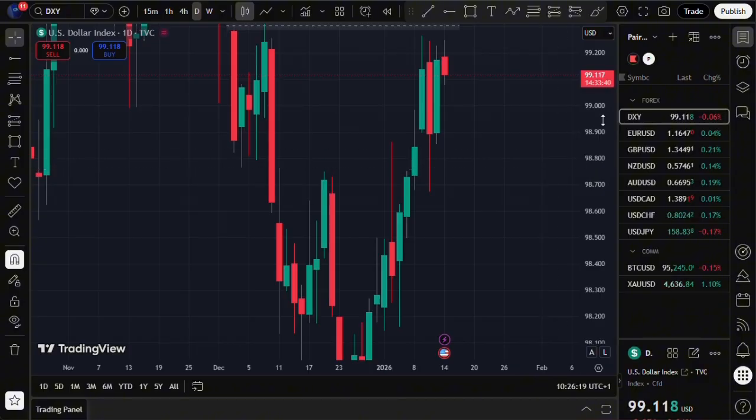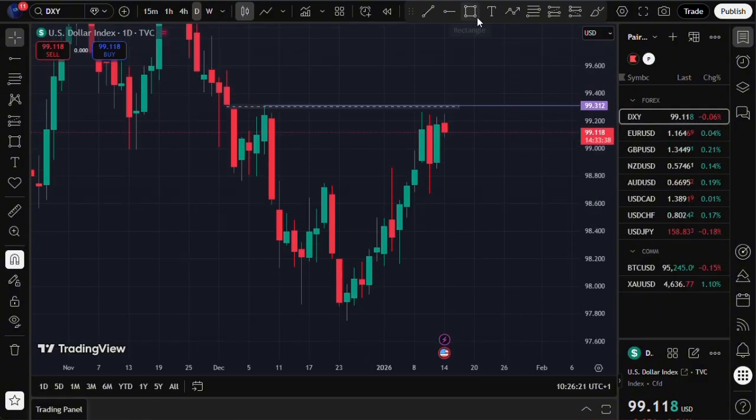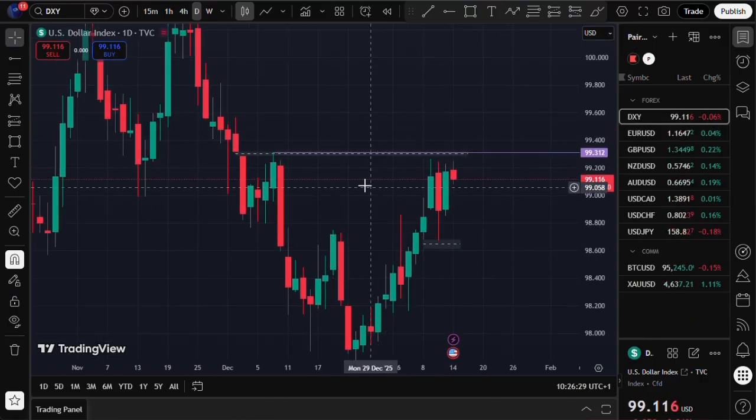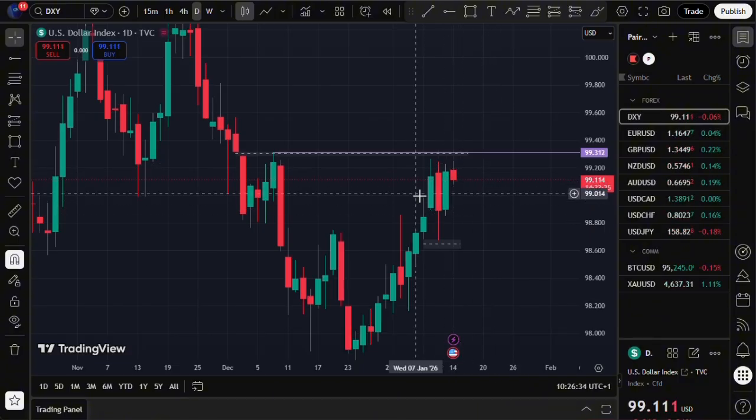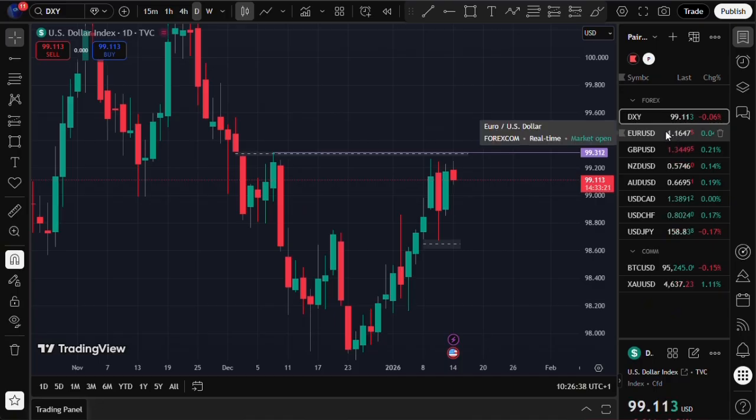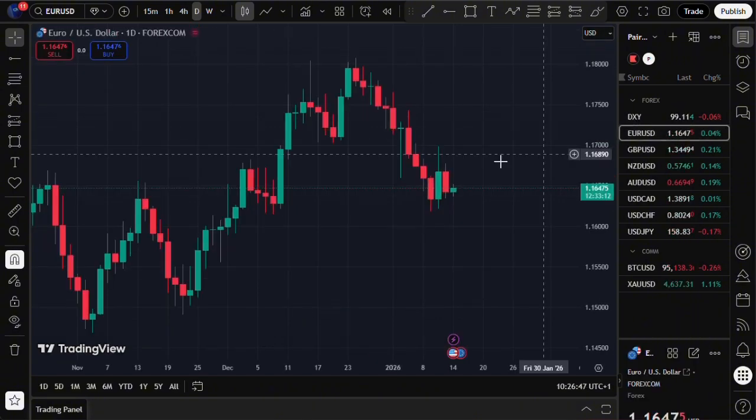As you can also see on the daily time frame, fair value gaps are being formed, which is telling us that there is a lot of momentum on the daily time frame trying to reach that level at 99.312. Now, with this in mind on the DXY, we can easily say that on all other major currency pairs like Euro USD, GBP USD, AUD USD, NZD USD, we might be looking for the reverse of this, which means that we are going to be looking for sell side liquidity pools.